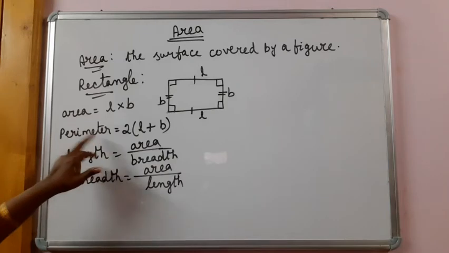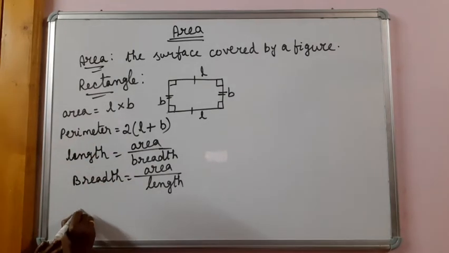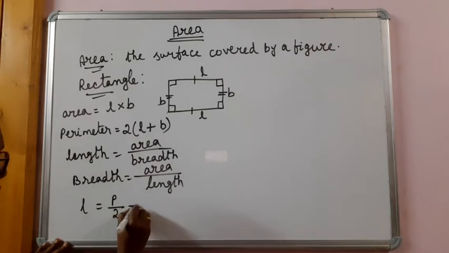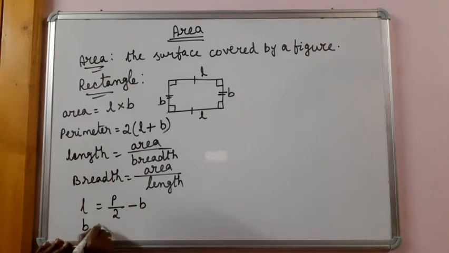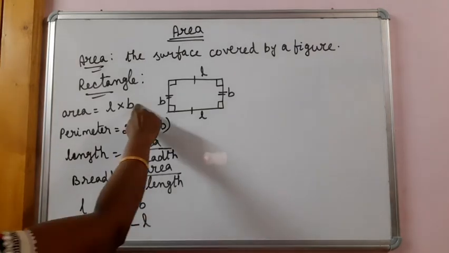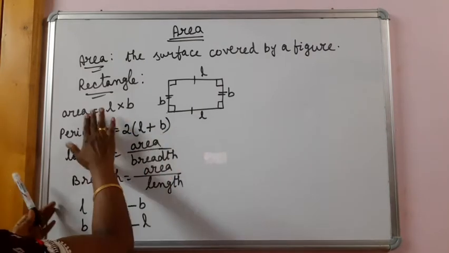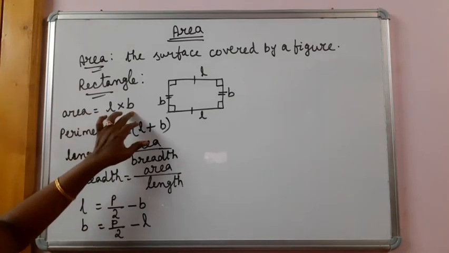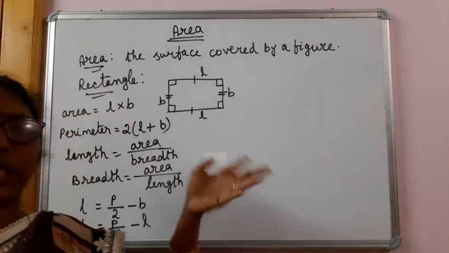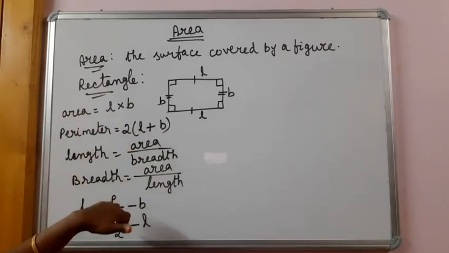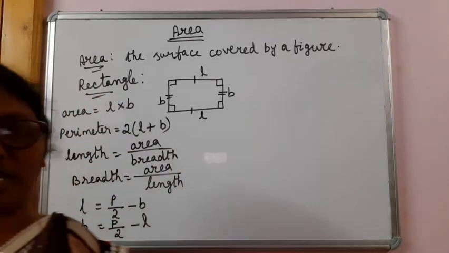For perimeter, in short, we take P. If you want length, bring this to this side: perimeter by 2 minus breadth. And if you want breadth, it is perimeter by 2 minus length. But if you are able to remember these two, whatever is given to you, out of A, L, B, if you know any two, the other one you can find using this formula. You need not remember this separately, automatically you will get it.